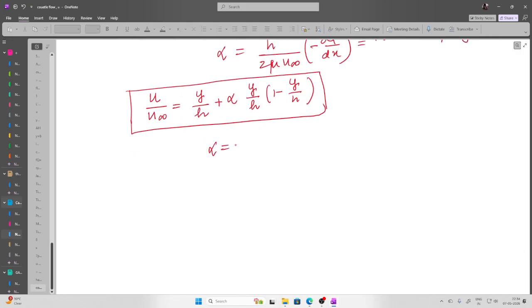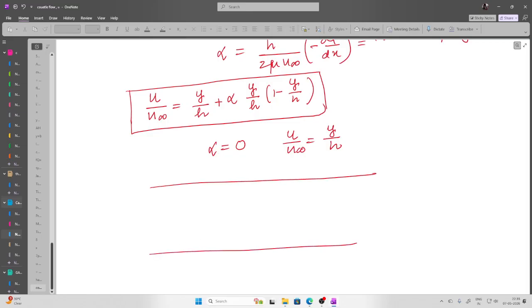When alpha becomes 0, this whole term will become 0, and the velocity variation will simply be a linear equation like this. So if these are the plates, then here velocity will be 0, but here it will increase linearly. So this is for alpha equal to 0, and it will attain the velocity of the plate. So here this will be nothing but u infinity.